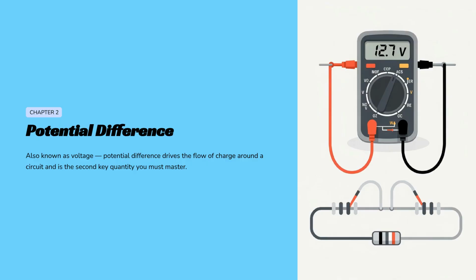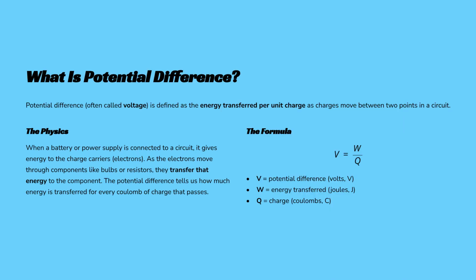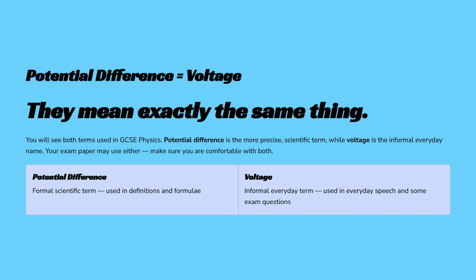Moving on to Chapter 2, Potential difference. This is the second key quantity you need to master, and it is also commonly referred to as voltage. Potential difference is the energy transferred per unit charge between 2 points. It is essentially what drives the charge carriers through your circuit components. It is worth noting that potential difference and voltage mean exactly the same thing. While potential difference is the more formal scientific term, you will see both used in your exams.